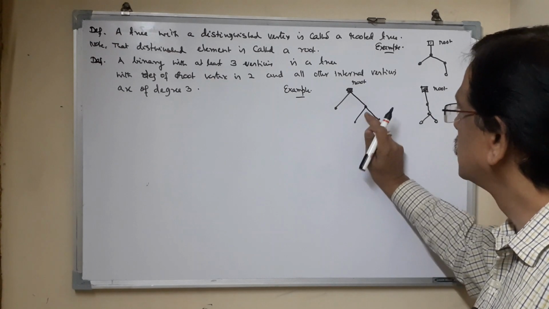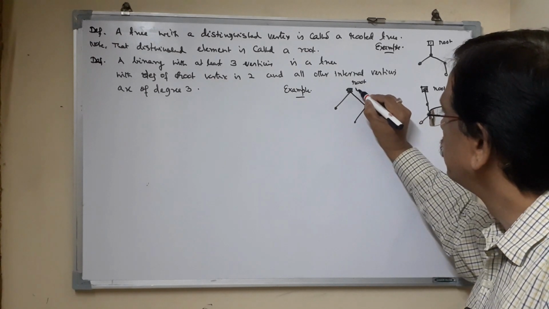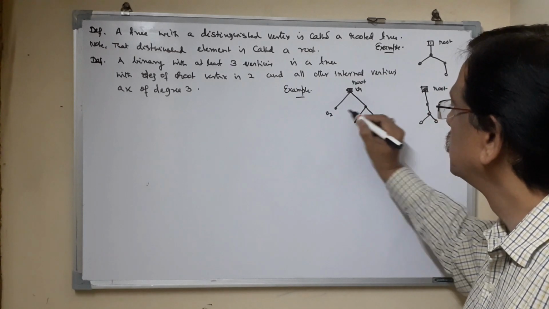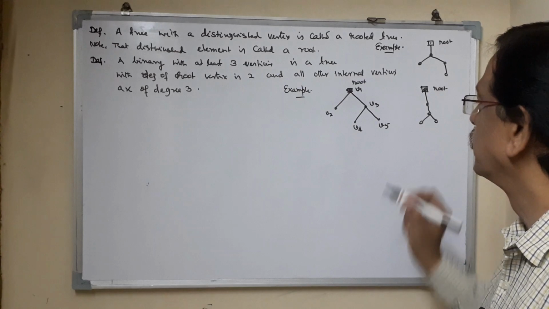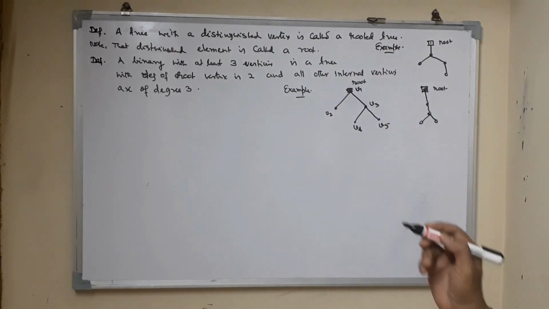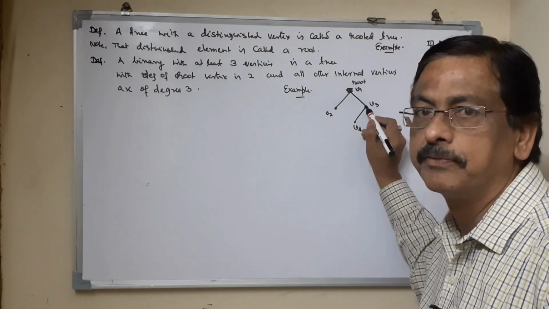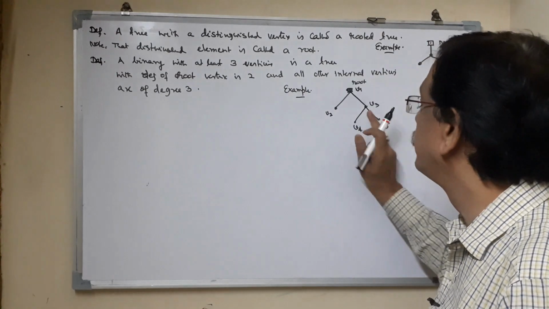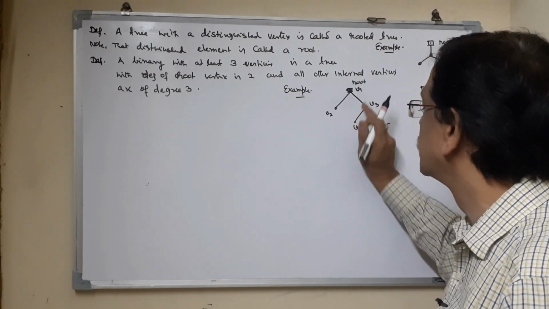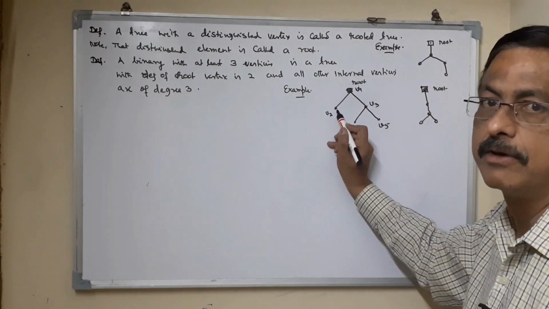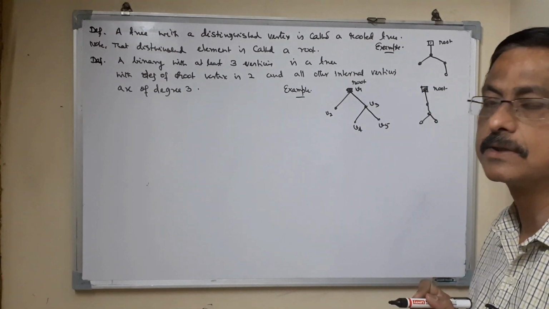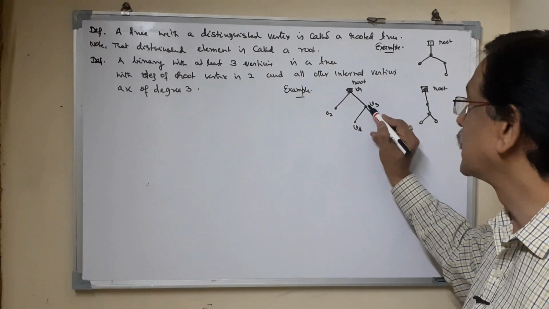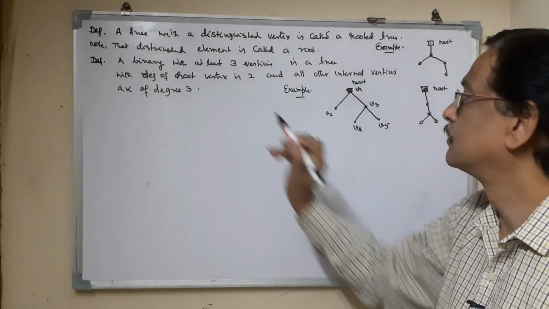Look at this. This is root V1, V2, V3, V4, V5. Look at V3. V3 is an internal vertex. The internal vertex will have degree 3. So 1, 2, 3. This is not an internal vertex. This is not an internal vertex. This is not an internal vertex. For an internal vertex, the degree is 3.